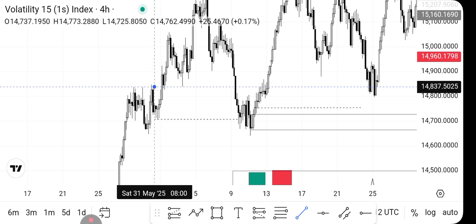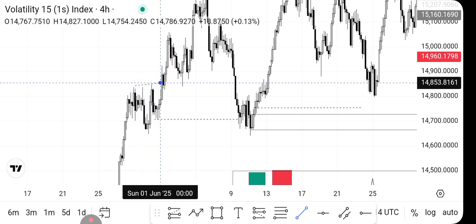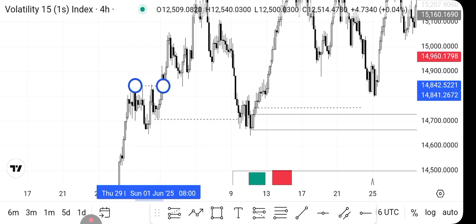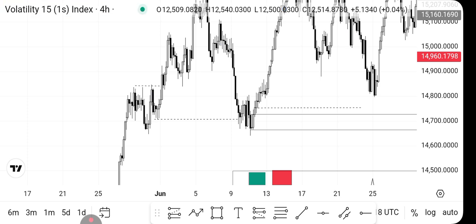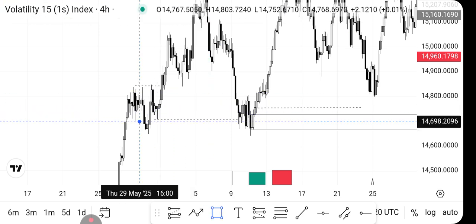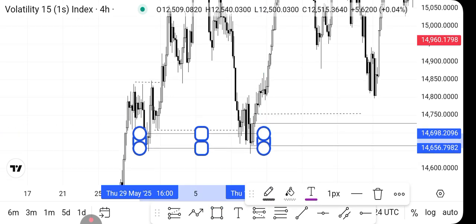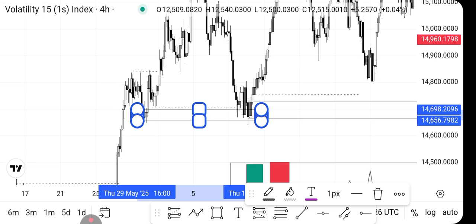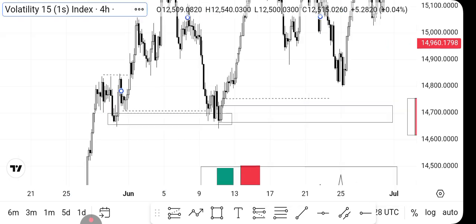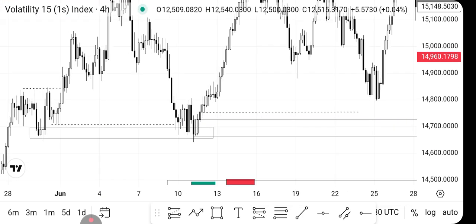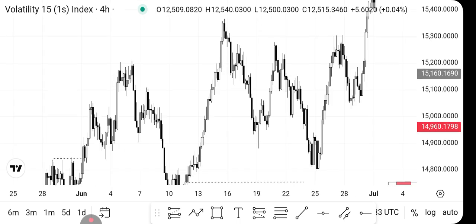Now look at this again. This is a break of structure here, right? So what's the origin of the break of structure? This is the origin of the break of structure. Does it have inducements? Yes. Did the market come back into it? Yes. Did the market give us a confirmation entry? Yes. Did the market buy? Yes.